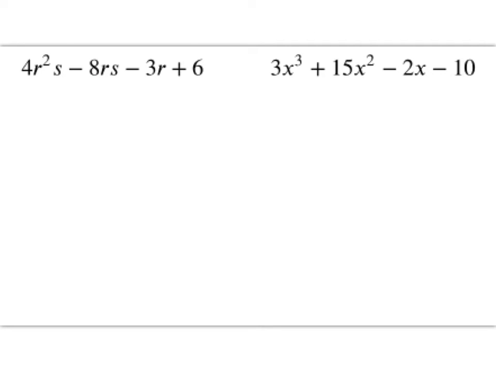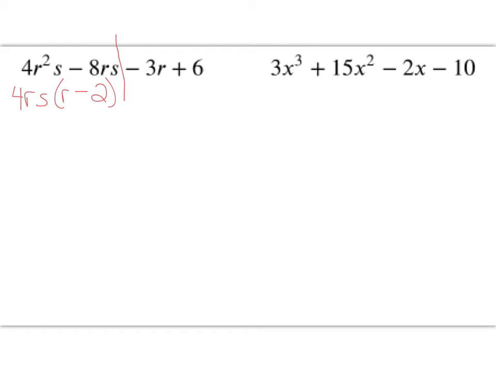As usual, things get a little sticky when there are negatives involved. Okay, so this polynomial is 4r squared s minus 8rs minus 3r plus 6. And I want to look at the first two terms and the last two terms. Well, the first two terms, let's see, there's 4 that's common to both. There's an r common to both. Always use the lowest exponent, and s is common to both. When I factor out 4rs, I'm left with r in the first term minus 2 in the second term, right? 8rs divided by 4rs would be 2.